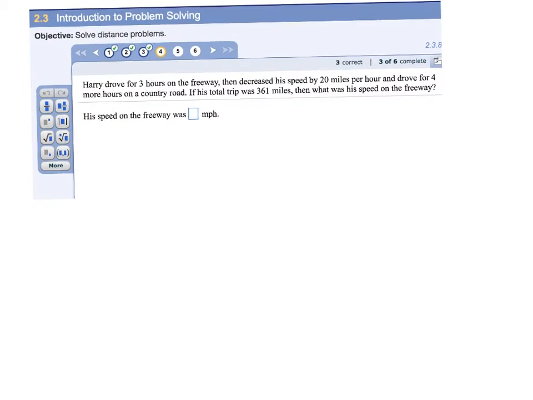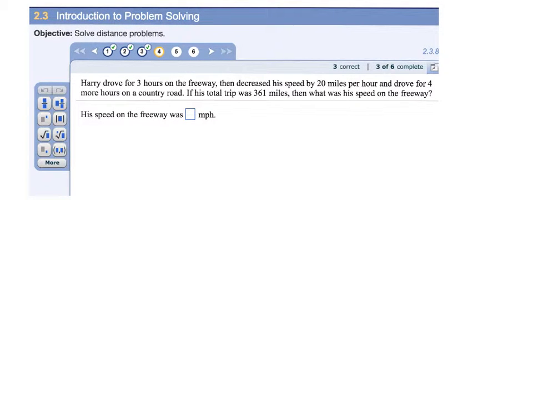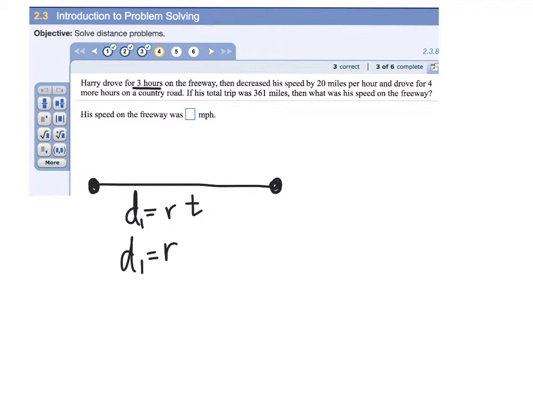We're going to draw a picture, because that picture is going to help us. So here's Harry. And the first thing Harry does is he starts here and he drives. Now that is D is equal to RT. We're told that he drives for 3 hours, but we're not told his speed. It just says he drove. So this D, I'm going to call it D1. This D1 is found by saying R times 3. That's the freeway.